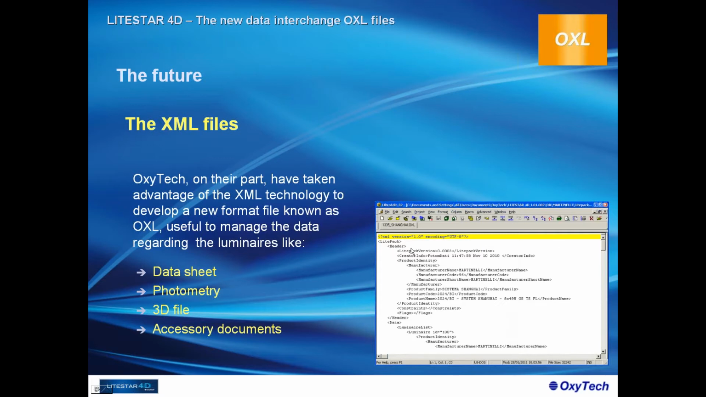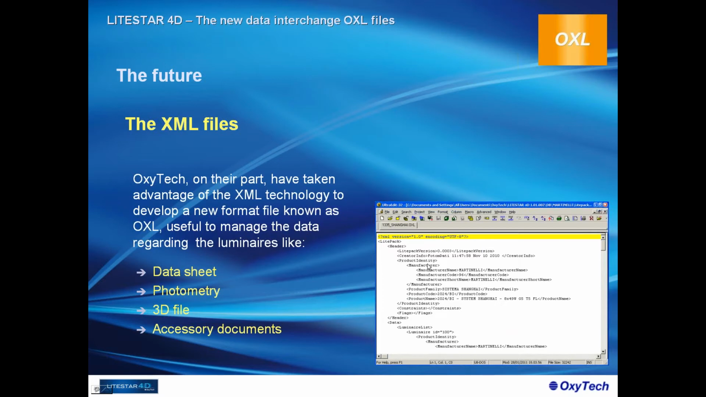You can see that we open, in this case, a product identity. We open a nested structure. We close it here, and in between we have another nested structure where we have the manufacturer name, the code, and the short name. This short name is used at LITESTAR 4D as the name of the folder where all information will be saved. Then we have other information.